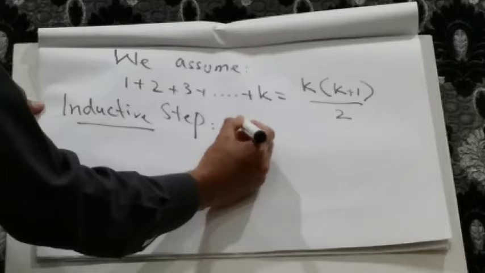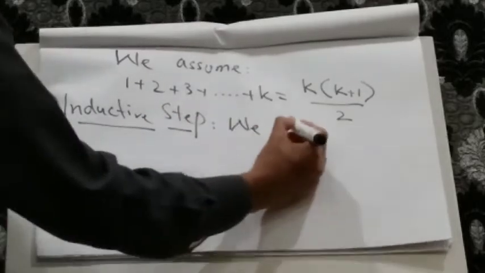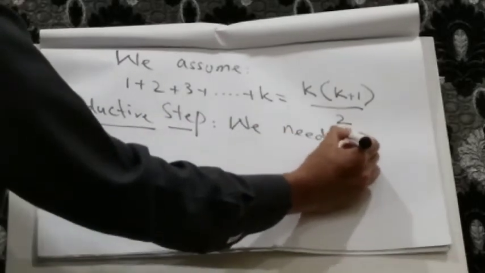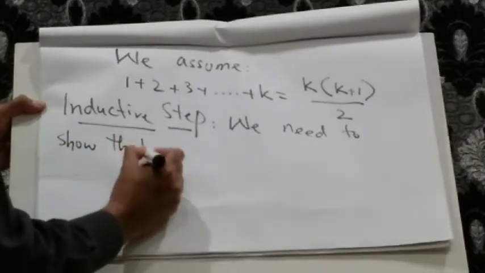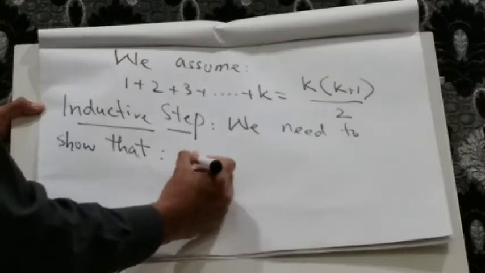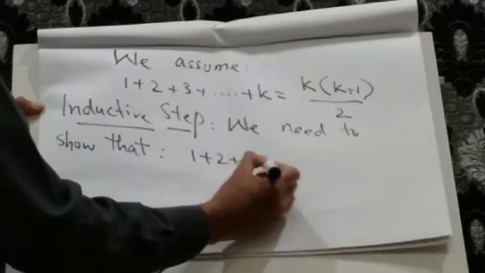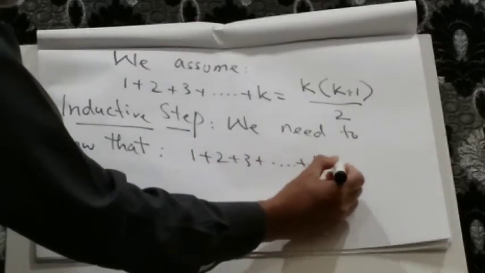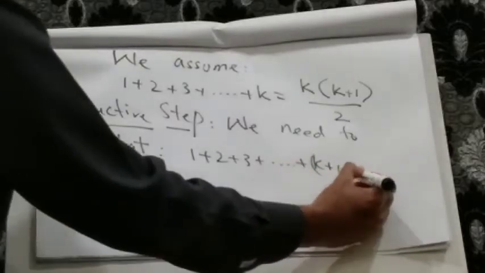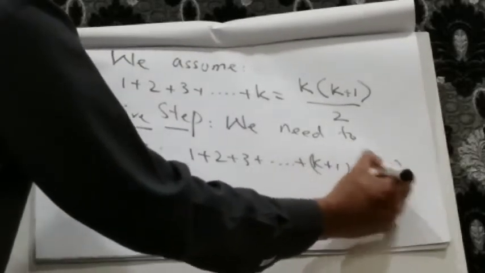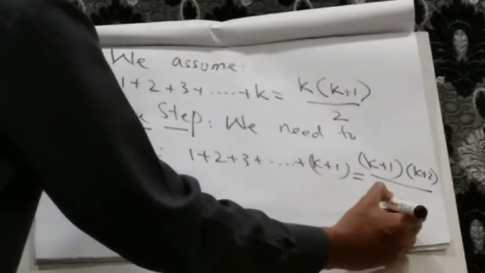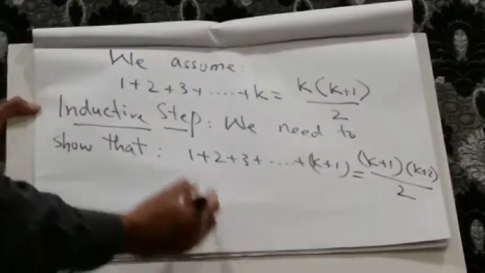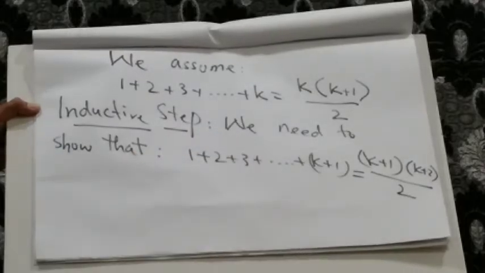And over here, we need to show that the given statement holds true up till k plus 1. And we substitute k plus 1 in place of n. This becomes k plus 1 into k plus 2 over 2. So we need to prove this statement based on our previous assumption.